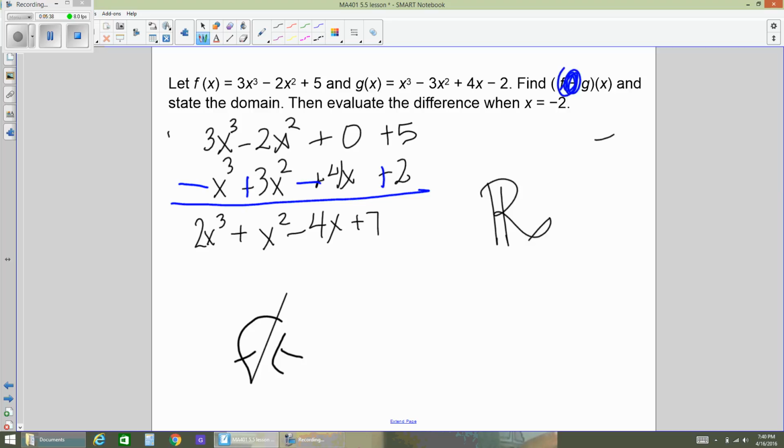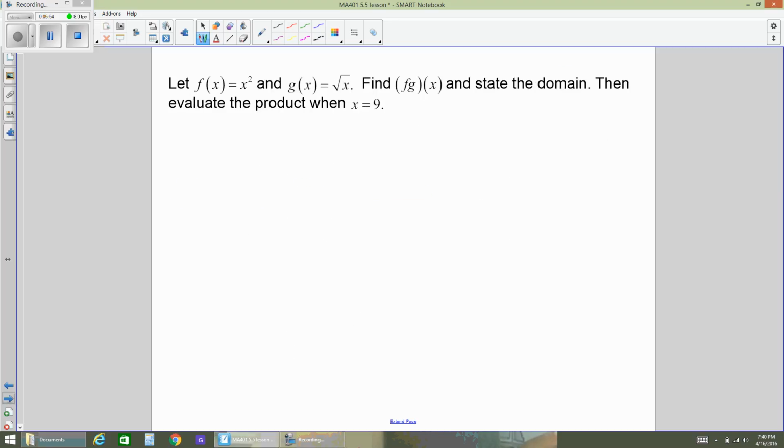F, there we go, minus g of -2 equals 3. I got a 3. Did you get a 3? All right, let's try some more.